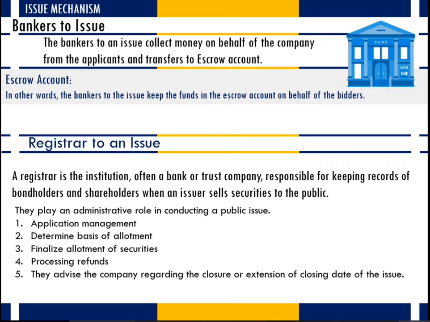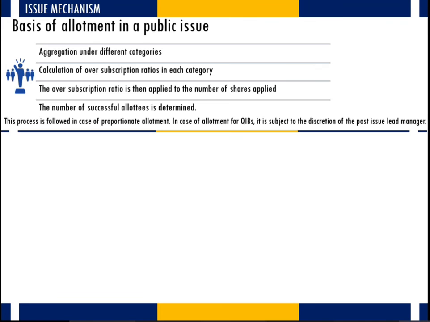Now you also have the registrar. The registrar is a record keeping authority. The registrar is basically an organization that maintains the records, because lakhs of people would have applied, and of those, a few lakhs would have got the shares. So the registrar should know all these details. What are the things that the registrar does? Application management, determining the basis of allotment, finalizing the allotment of securities, processing of refunds. All this clerical and administrative work is done by the registrar to the issue.